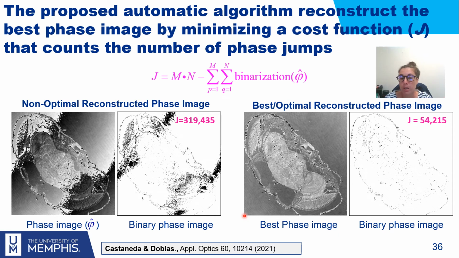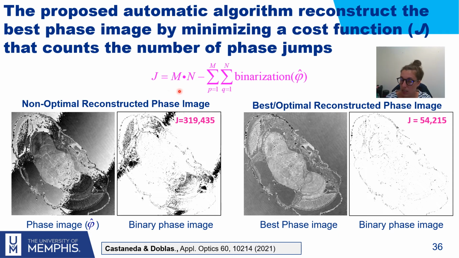The method that we were using before was counting the number of phase jumps, right? And we need to minimize that. So somehow we create a binarized image of the reconstructed phase image. Ideally, if we binarize the image, all the pixels need to be white, so the total number of pixels is the product of the number of pixels in the horizontal and vertical axes.